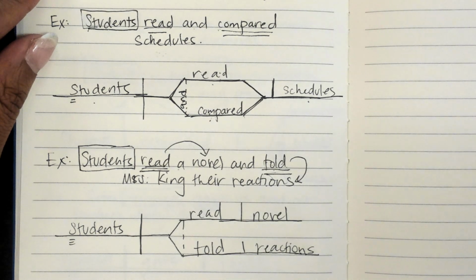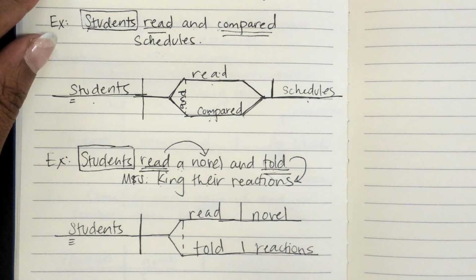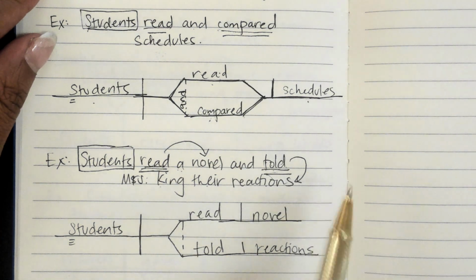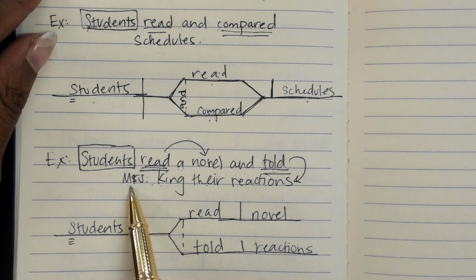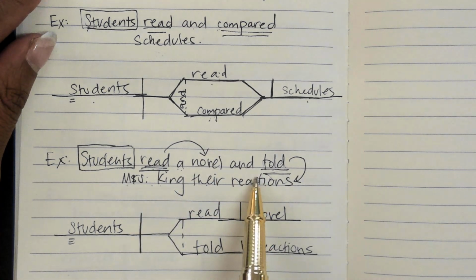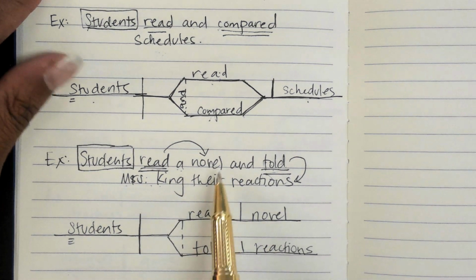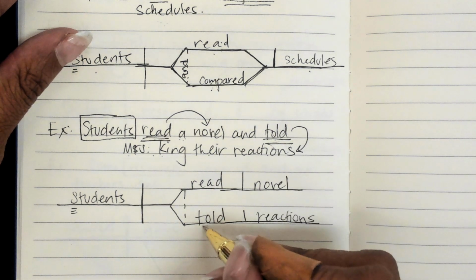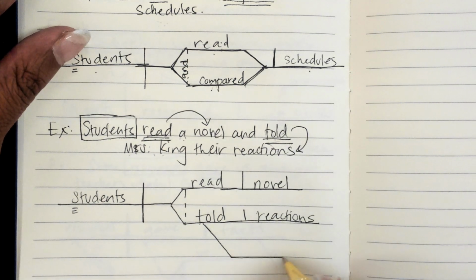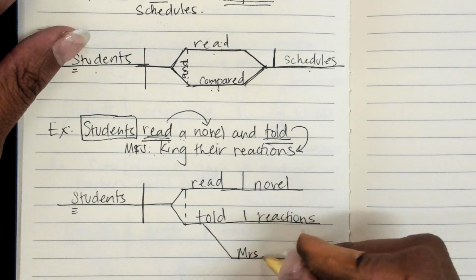Okay, now we still have a lot of words left. A, and, Miss King, and there. Let's start seeing if we can place these. Well, let's start with Miss King. Told Miss King their reactions. So Miss King is receiving this whole piece, told reactions. So she is the indirect object in this case. She is receiving that whole action. So let's go ahead and draw that. Remember, our indirect object needs that weird slanted line and then the straight line.